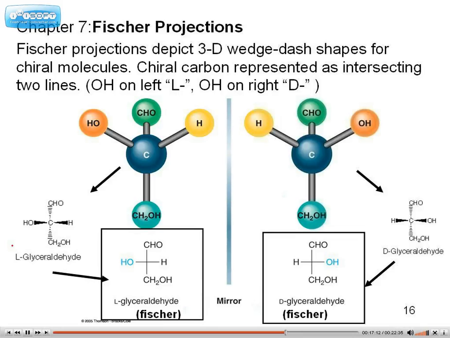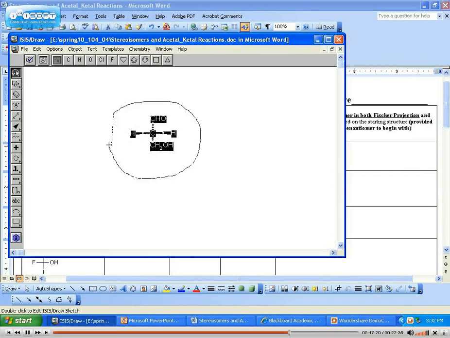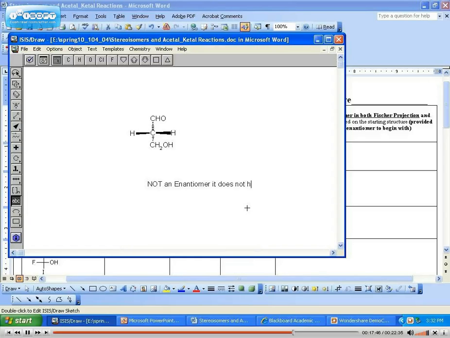So let's go ahead and go back to our assignment. So in this case right here, focusing on this molecule right here, automatically I can tell that this is not an enantiomer. It's not a candidate for being an enantiomer to begin with. Why? Because it does not have 4 different groups. Because it doesn't have 4 different groups, we actually call this achiral, with a meaning not.